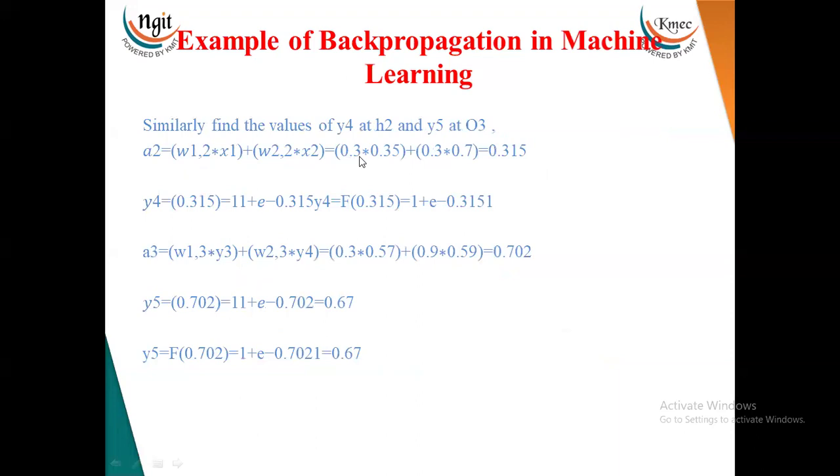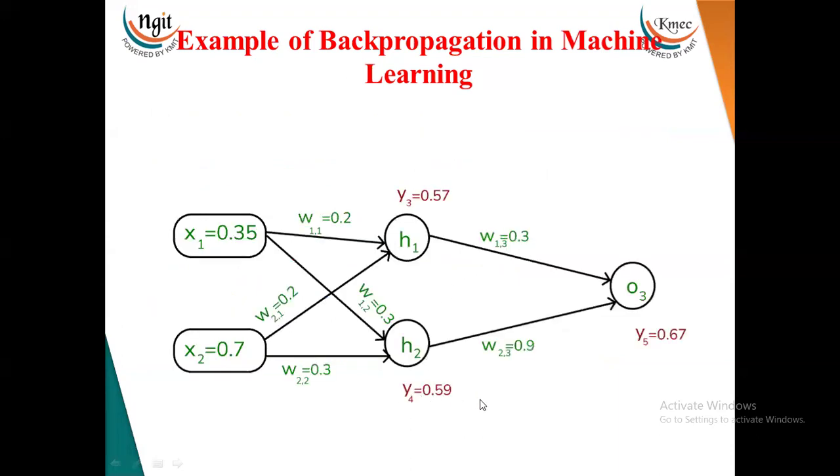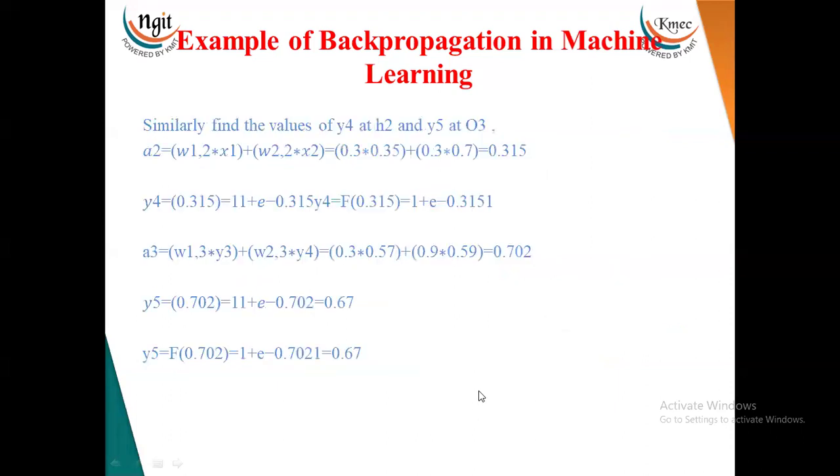Okay, so here 0.3 into 0.35, 0.3 into 0.7, so 0.315. And with the same formula I'm substituting here y4 equal to 0.315, so 1 plus e to the minus 0.315. When I'm substituting the complete values, I'm getting the y4 value as 0.59.